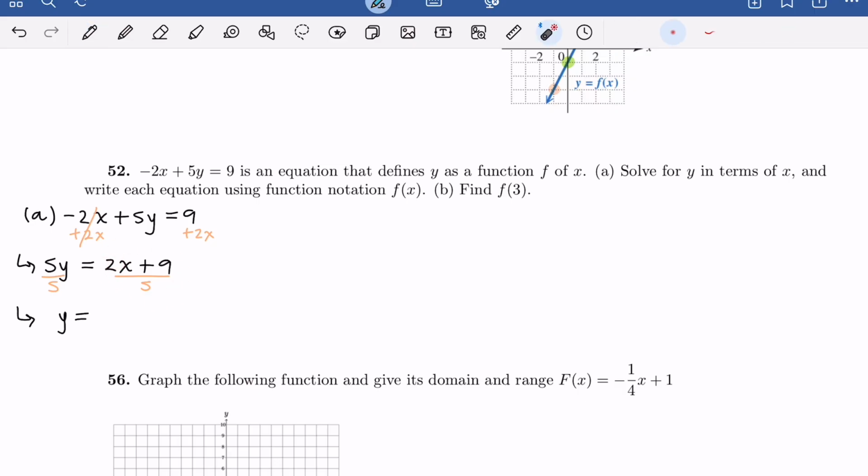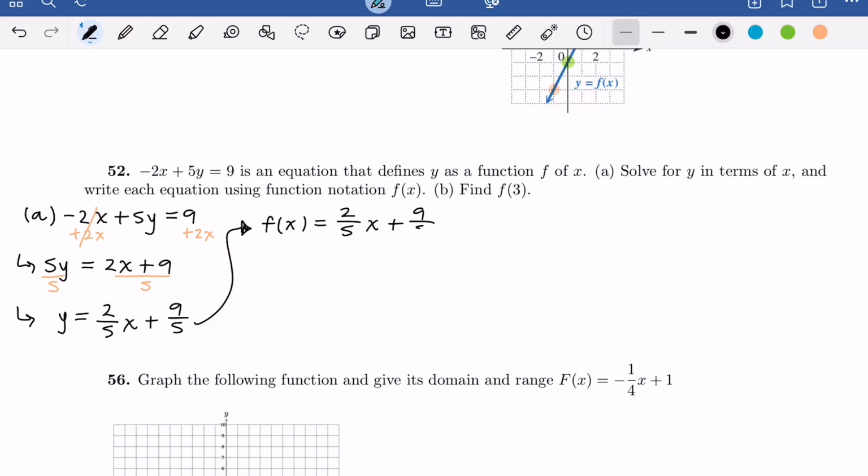Now on the right-hand side, this 5 is dividing this 2x and this 9. So we're going to end up with 2 over 5x for our first term, plus 9 over 5 for our second. Now lastly, we want to write this using function notation. So in this case, we're just going to replace y with f of x. So f of x is equal to 2 over 5x plus 9 over 5.